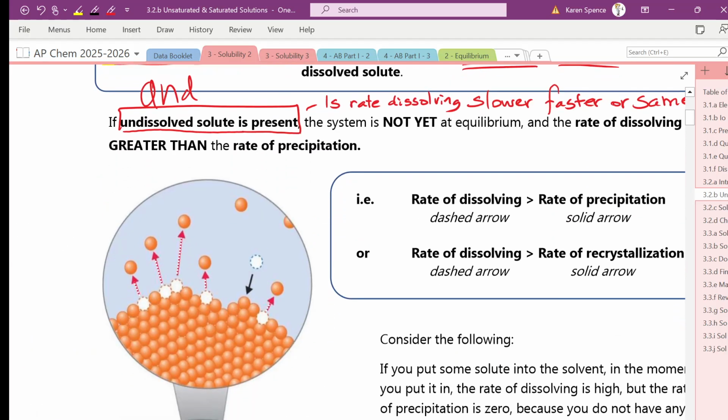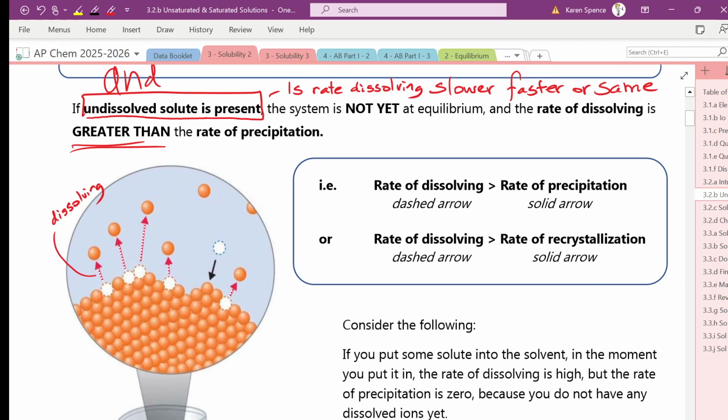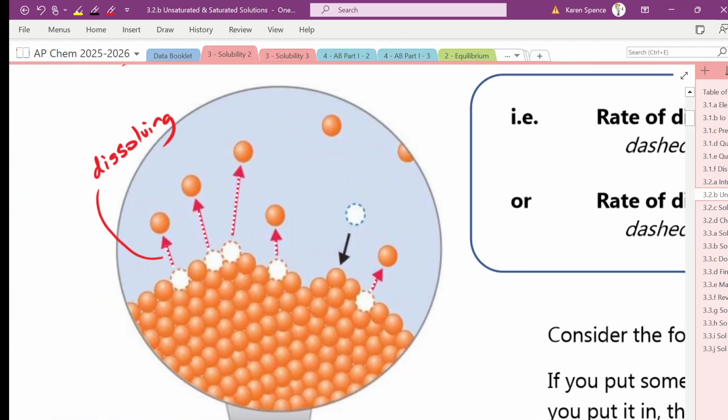Okay, so our rate of dissolving is greater than the rate of precipitation, and you can see this is dissolving, and this is precipitating. Or you can call it recrystallization if you prefer.